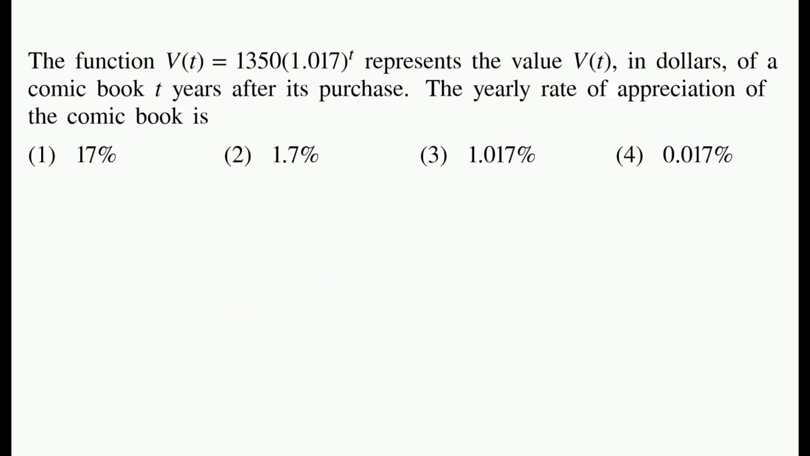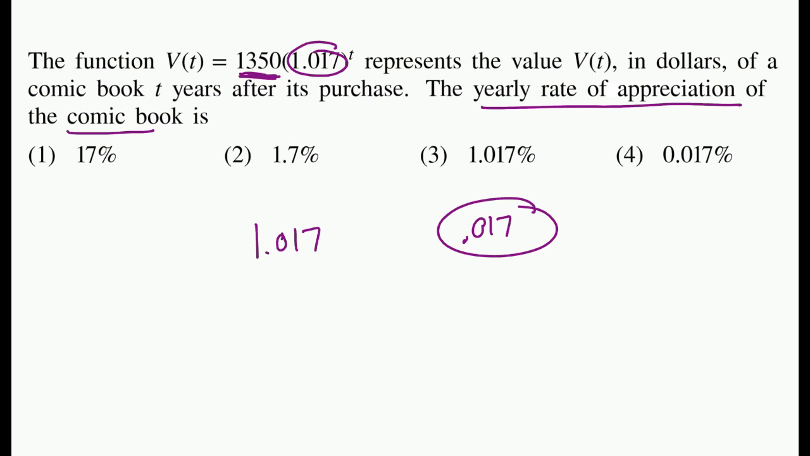The function v of t represents the value in dollars of a comic book t years after its purchase. You should look at this and say the initial value is $13.50, and we want to know what's the yearly rate of appreciation. What's the percent rate of change here? Well, 1.017 means it's growing because this number is bigger than 1. The decimal is 1.017. That's the percent as a decimal. So I'm going to multiply that by 100 to get it back into a percent and get 1.7%.